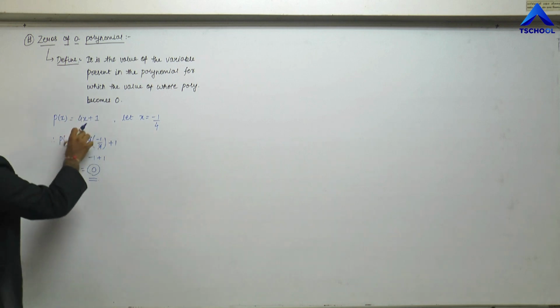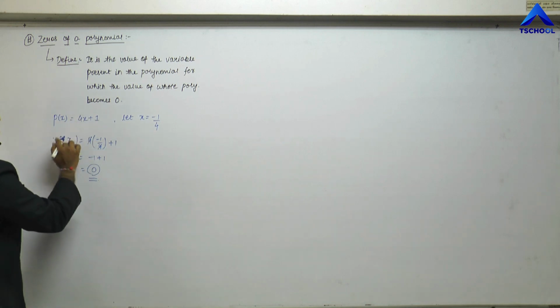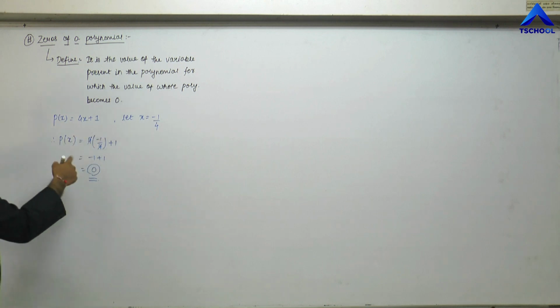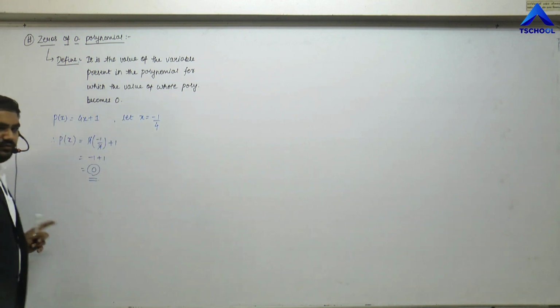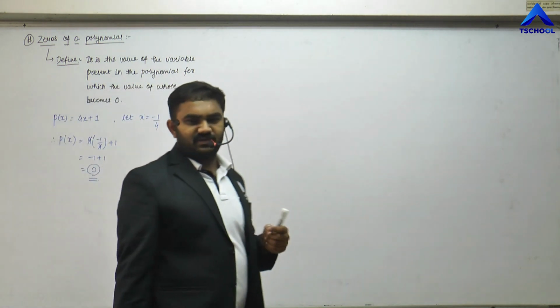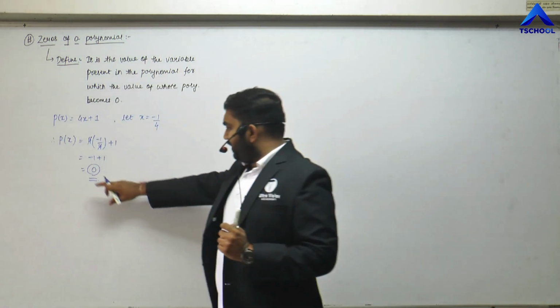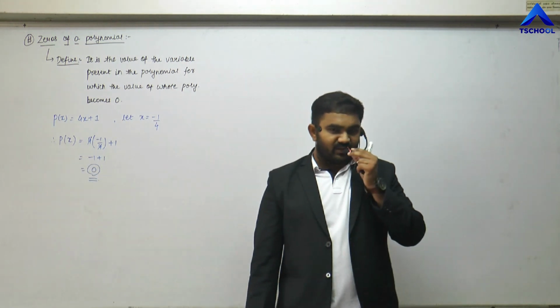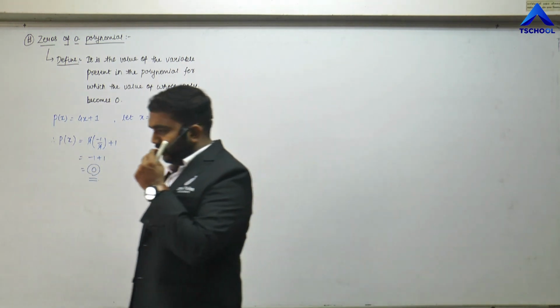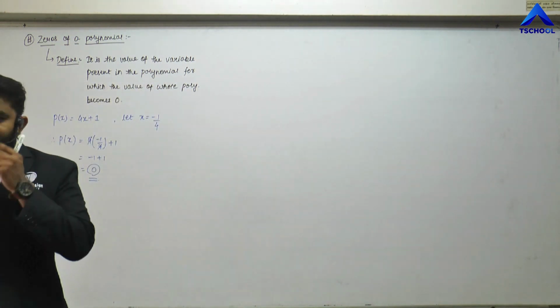Let me not write it down here as p of minus 1 by 4, because I think you might not understand it like this. So p of x equals... what did I do? I put that value of x equals minus 1 by 4 here. So that is minus 1 by 4 into 4, the 4 and 4 cancel, that is minus 1 plus 1, which is 0. It simply means that the value of p of x right now is 0. Right? The value of p of x right now here with us is 0.